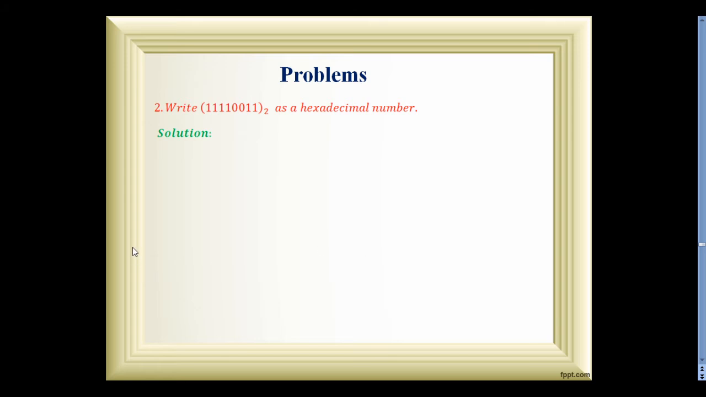Second problem, write 0011 1111 base 2 as a hexadecimal number. So how to group this one, how many bits, how many groups can you form? 1, 2, 3, 4. This is one group and this is another group. So totally we are getting only 2 groups, 1, 1, 1, 1. So we have totally 8 digits. So we can group into 2 groups having 4 bits.